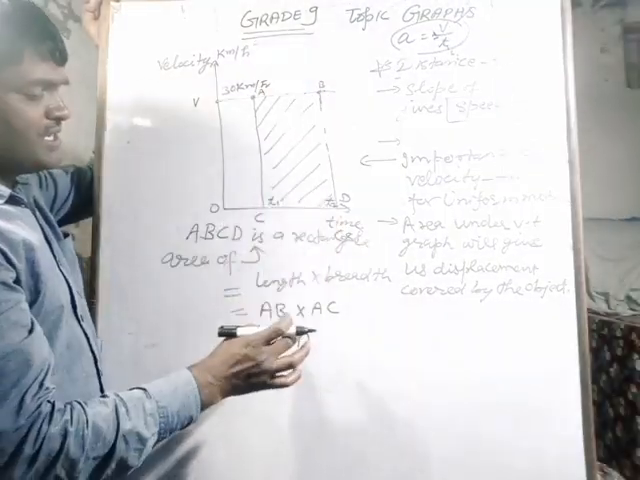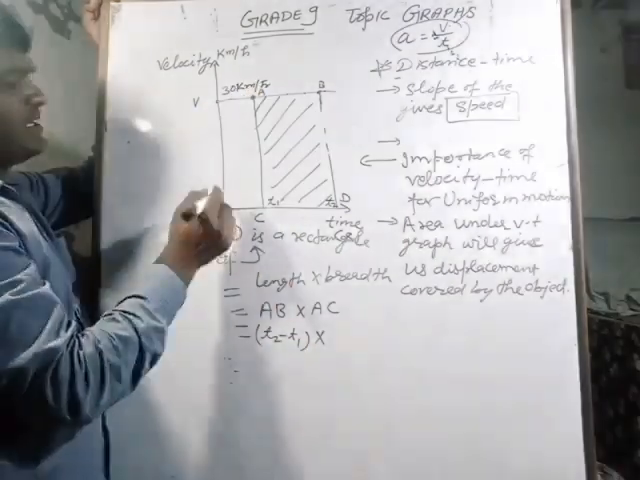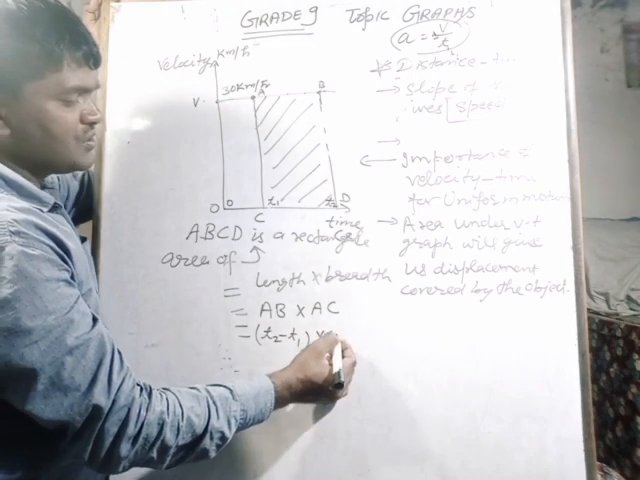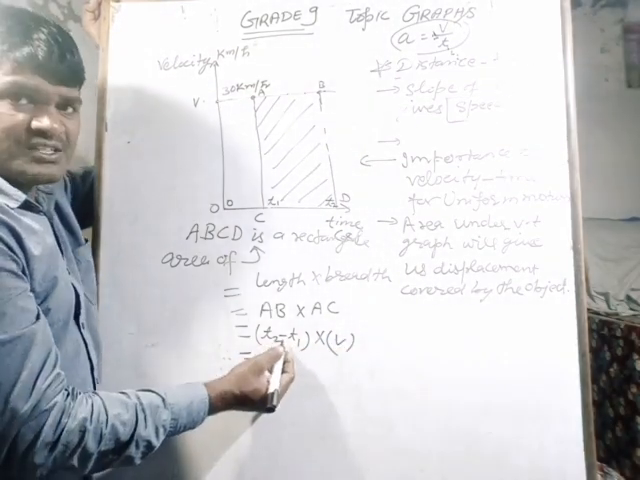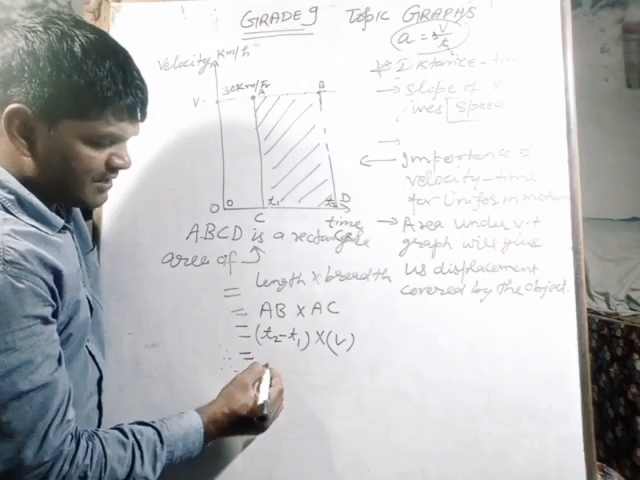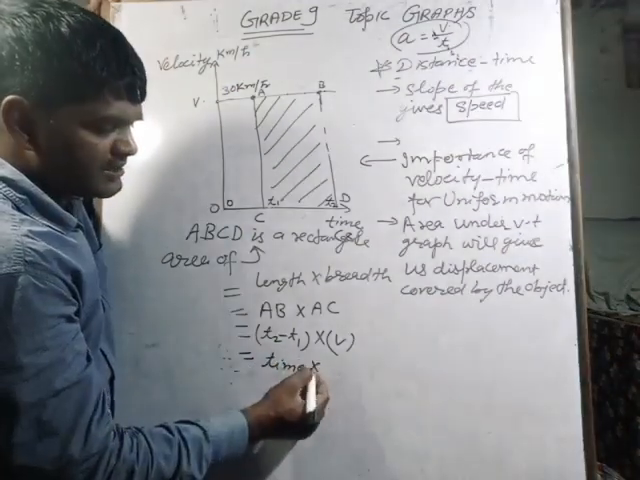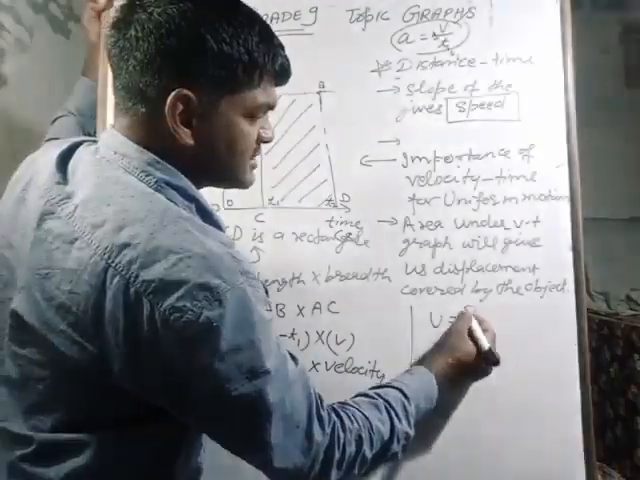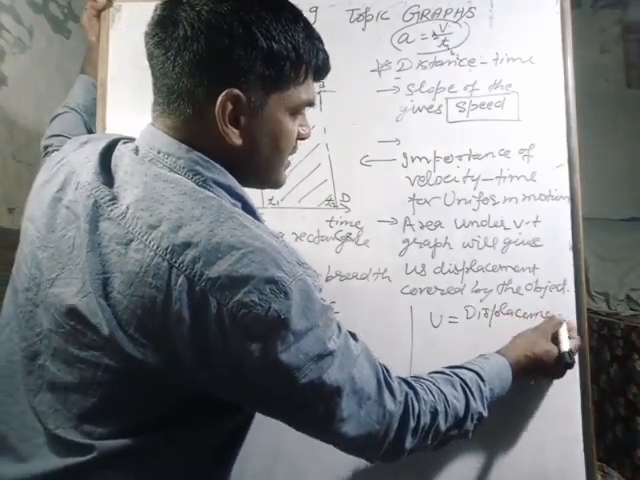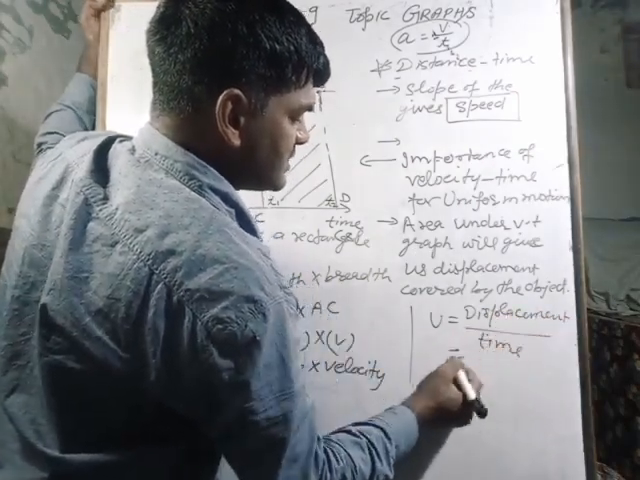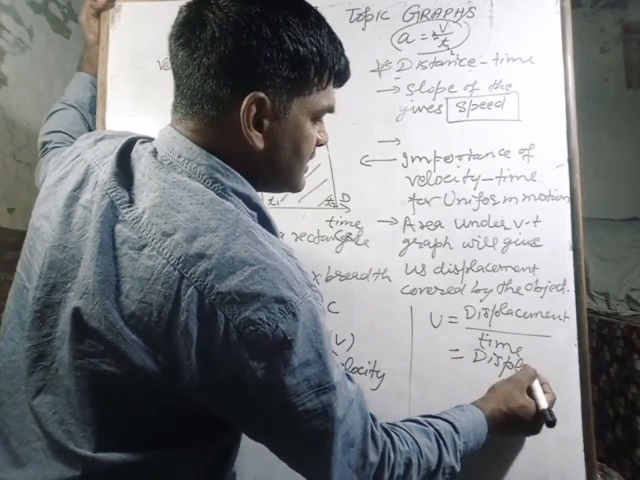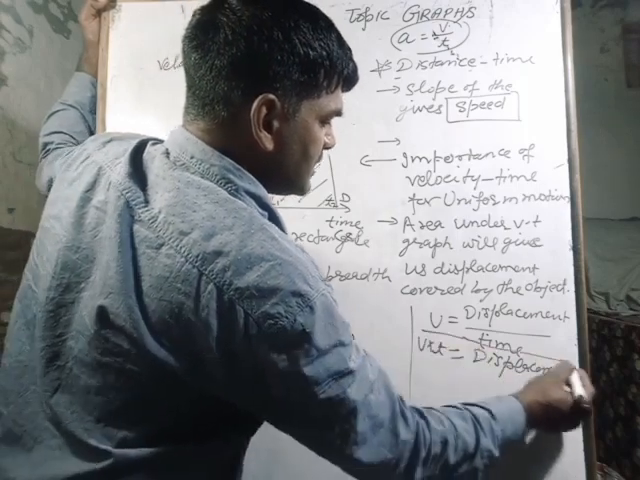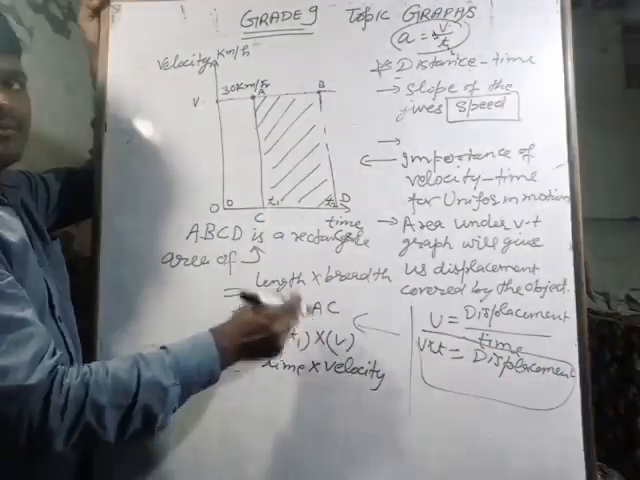Similarly, when we calculate AC, here it is 0, here it is V, so it will be V minus 0, that is V. T2 minus T1 means it is the difference of time, so time will be there only, and V is velocity here. We know velocity is given as displacement by time. Hence displacement may be written as V into T. The same relation we have observed here from the graph.